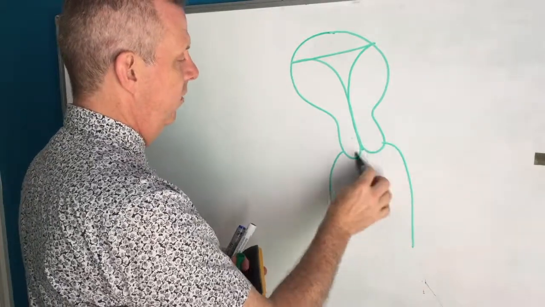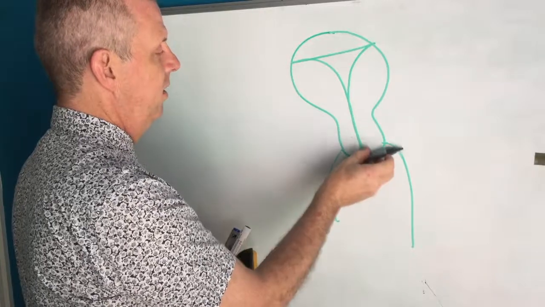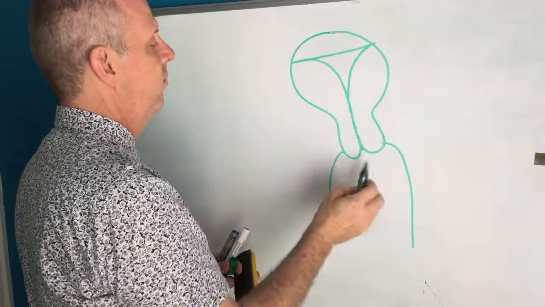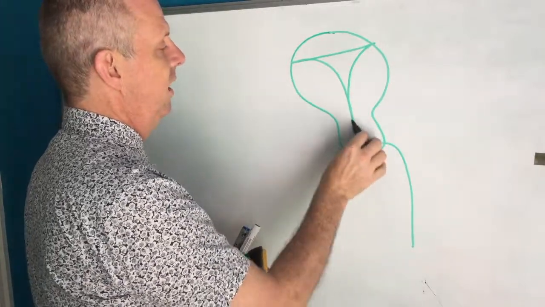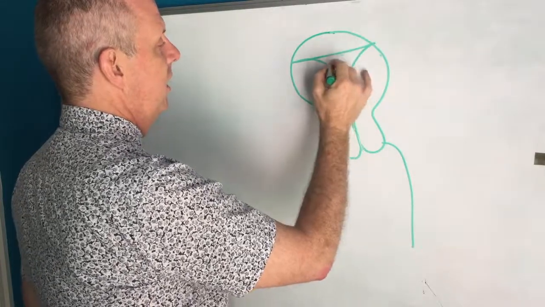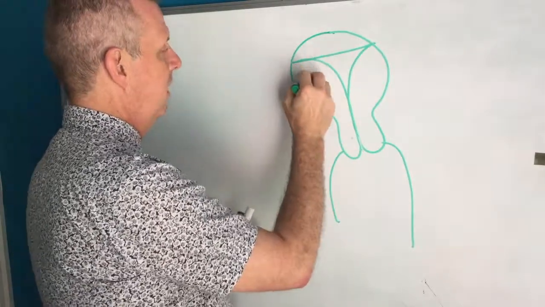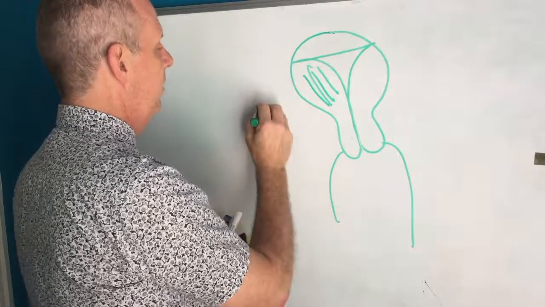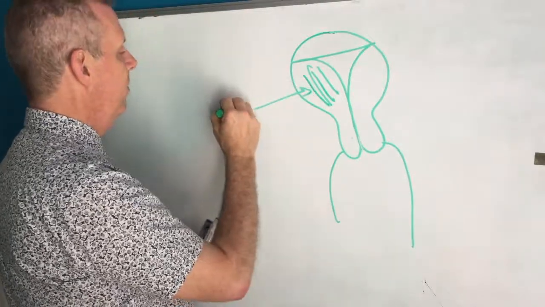This part here is the cervix, up to about here. That's about 2 or 3 centimeters along. That's the cervical canal there, and here we have the endometrial cavity. And inside this part here, this is called the myometrium.